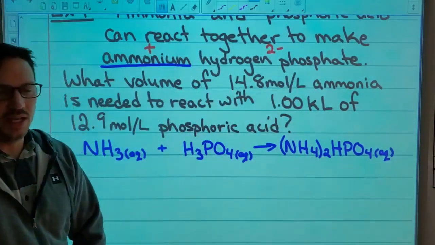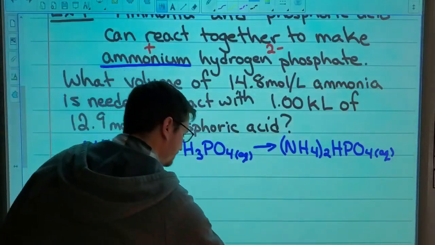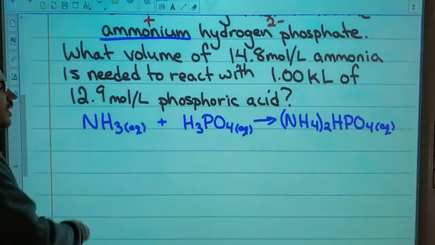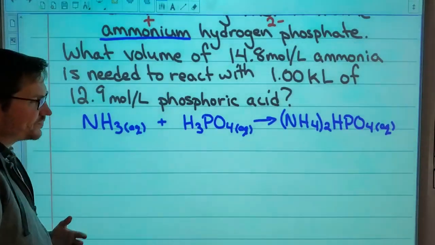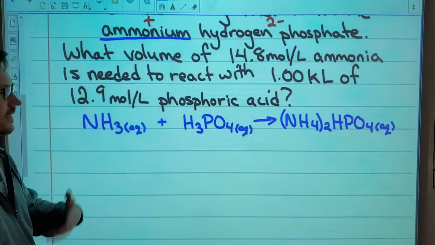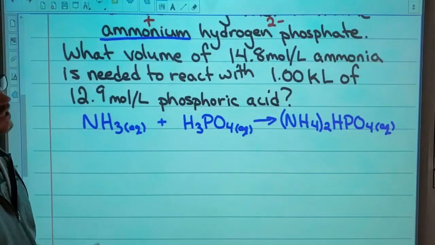And we're assuming it's going to be aqueous. Okay, no problem. So we go through this chemical reaction. It's not balanced yet. We've got to try and figure out what we are going to do about this. Let's take a look.